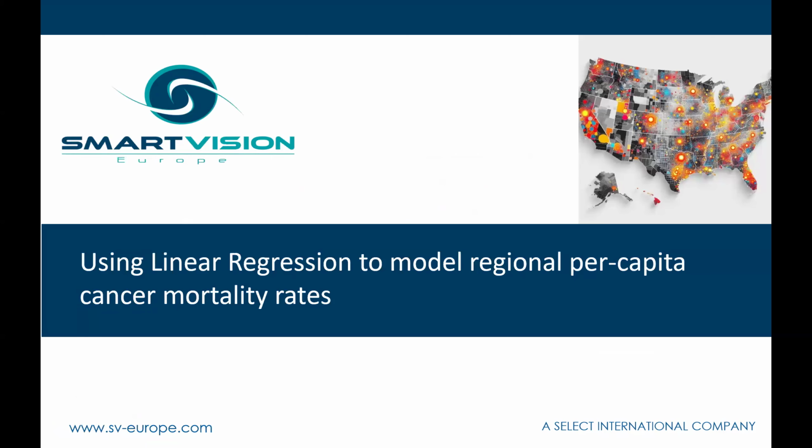Let's look at our first example here. We're going to use linear regression to model regional per capita cancer mortality rates. I'm going to jump out to the data set. Let's see, how many cases have we got here? We've got over 3,000, about 3,047 cases. We've got a target field here, which is death rate.